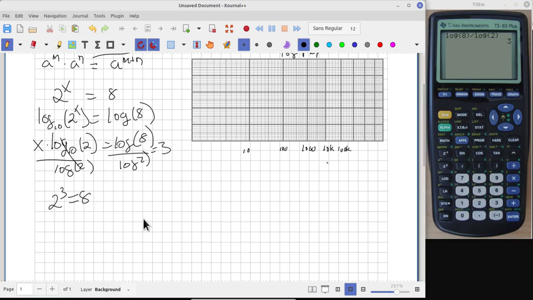As I mentioned, there are other bases. Typically in math and science, we deal either with base 10 or, more often than not, the natural log, which is the ln key here on the calculator. You'll often have a log key, which is base 10, and an ln key for natural log. Natural log uses Euler's number, e, as a base and raises that to some value.